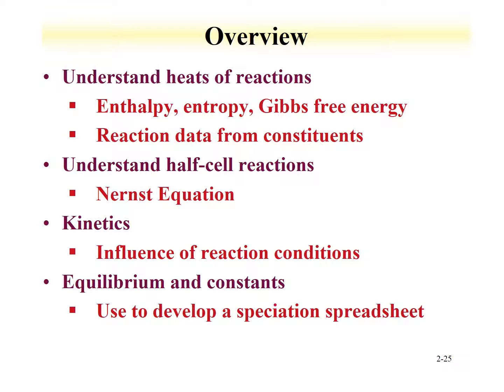Right, the overview of these two lectures: we discussed thermodynamic data, where entropy gives free energy. We talked about reaction data that one can use to determine entropy, or Gibbs free energy values. We discussed half reactions, including the Nernst equation. We evaluated kinetics and what can influence kinetics. How do I make my reactions go faster? And then we finally spent this last lecture on equilibrium and constants, and specifically determining speciation and using spreadsheets to determine speciation data.